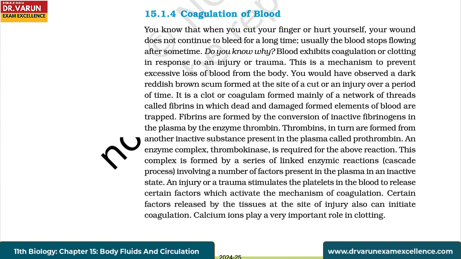You would have observed a dark reddish brown scum formed at the site of a cut or an injury over a period of time. It is a clot or coagulum formed mainly of a network of threads called fibrins in which dead and damaged formed elements of blood are trapped. Fibrins are formed by the conversion of inactive fibrinogens in the plasma by the enzyme thrombin. Thrombins in turn are formed from another inactive substance present in the plasma called prothrombin. An enzyme complex, thrombokinase, is required for the above reaction.